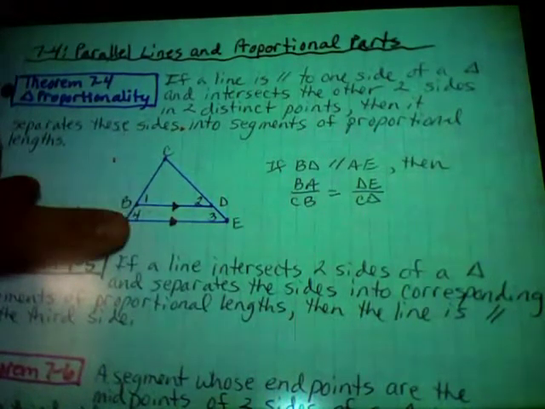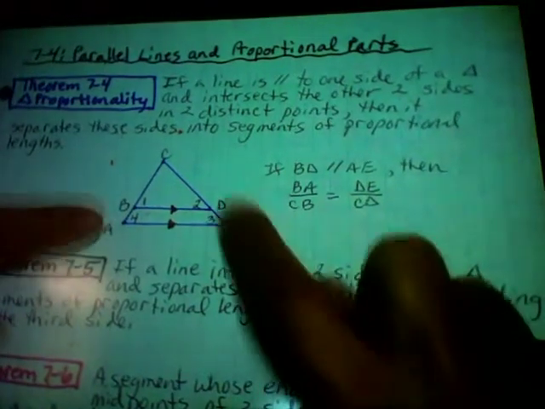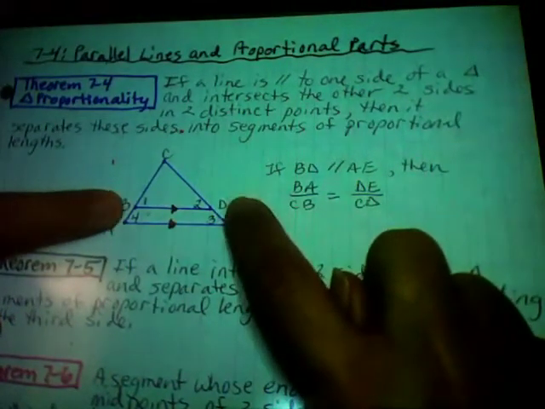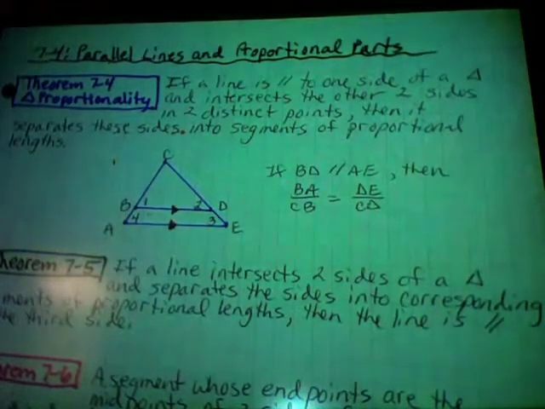That they're parallel. So this theorem says if a line is parallel to one side of a triangle and intersects the other two sides in two distinct points, that's this right here, the C and the D, or the B and the D, then it separates the sides into segments of proportional lengths. So you weren't allowed to do this before.